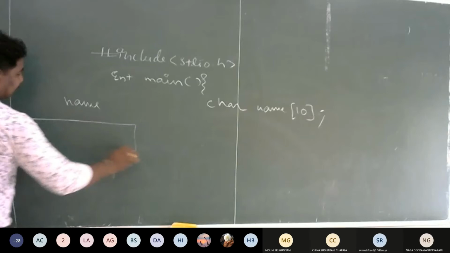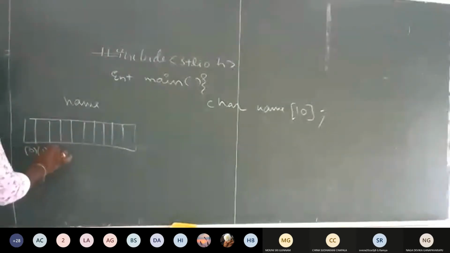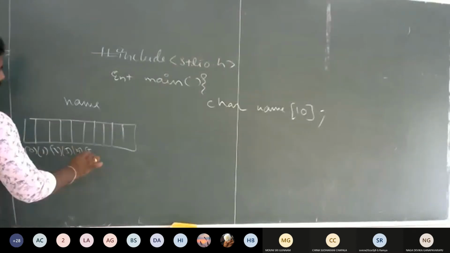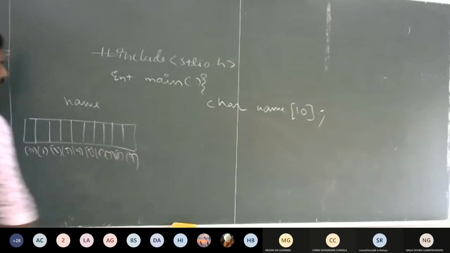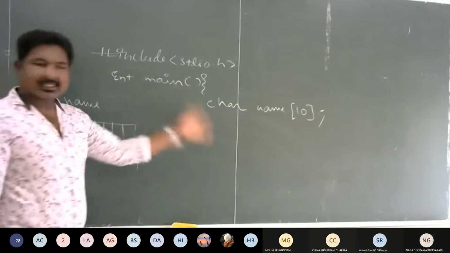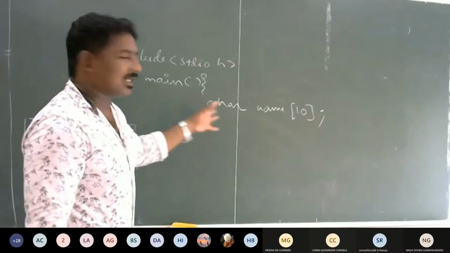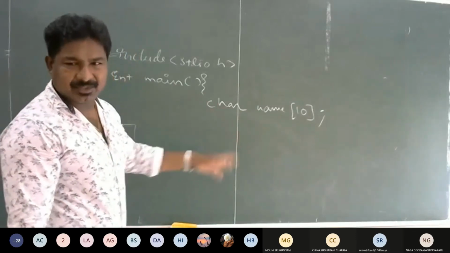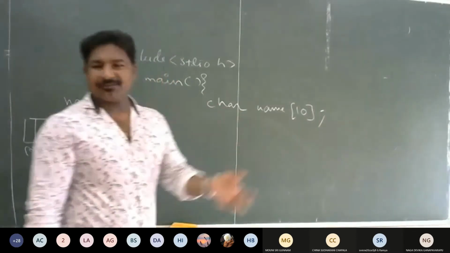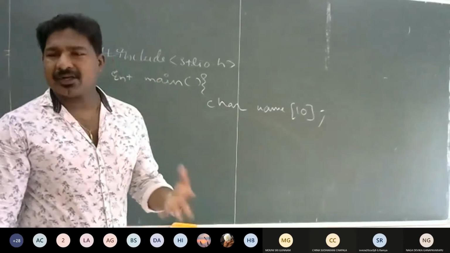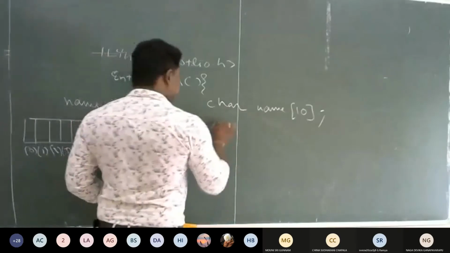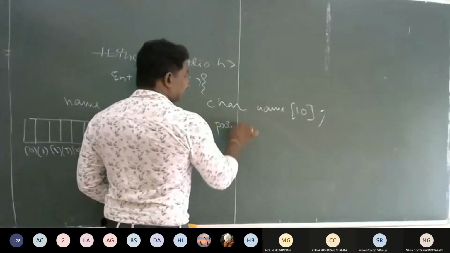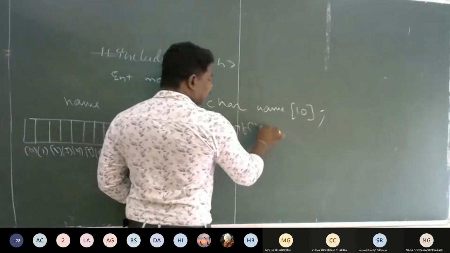10 characters, right? So these are 0, 1, 2, 3, 4, 5, 6, 7, 8, and 9. That is how your character array, or you can call it a string, will be created. So how do you give the value for that? Like how you give a value for a normal variable, for example how you give a value for some integer x, you say enter a value for x, right?